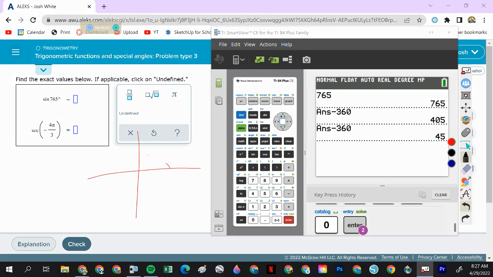Okay. The secant of negative 4 pi over 3. So 4 pi over 3 is right here. So negative 4 pi over 3, oh, sorry, it's right there, would be right here. It's equal to 120 degrees. So secant is the upside down version of the cosine. So I go to 120 degrees. The cosine is negative 1/2. So I flip that upside down, and the answer is just 2.